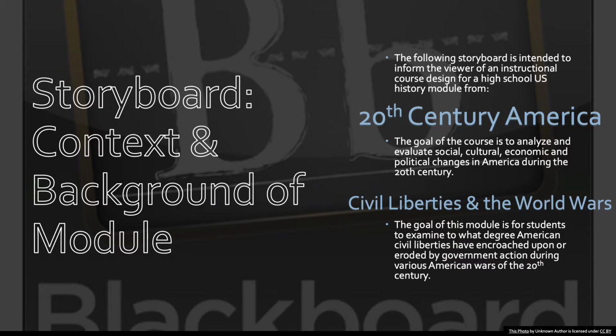The overarching course goal is for students to analyze and evaluate social, cultural, economic, and political changes in America during the 20th century. The course would be an elective course in order for students to dive deeper into contemporary American history, as, from experience, this content gets rushed at the conclusion of the U.S. History Survey course. The goal of the module is for students to examine to what degree American civil liberties have been encroached upon or eroded by government action during various wars in the 20th century.